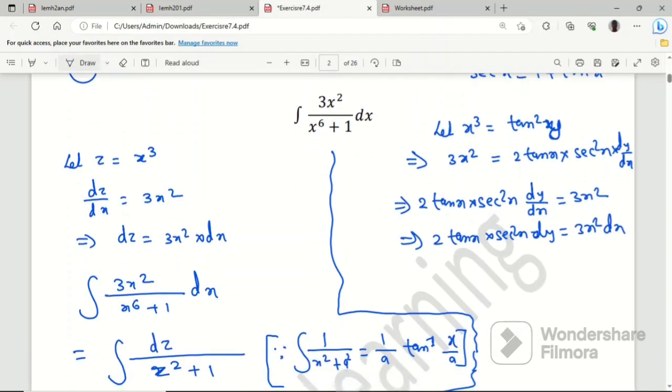So now what we can do? We can replace 3x square dx by this quantity. So it will become 2 tan x into sec square x into dy upon, we have assumed x cube as tan square y. No, we should have taken x cube as tan y. Okay, otherwise it will become wrong because I want tan square plus 1.